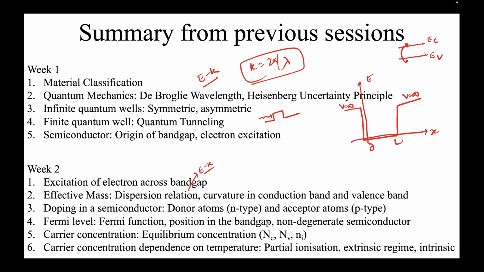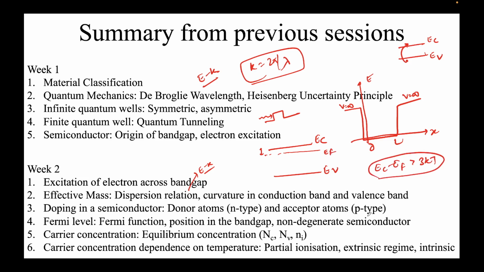We saw its position in the band gap, and we also saw what a non-degenerate semiconductor is. Now this is an important definition, I'll just repeat. If this is EC and this is EV, now for all the expressions that we have been doing in this course, there's a value of EF. This is EF. So in order for all the expressions to be valid, EC minus EF has to be greater than 3 kT.